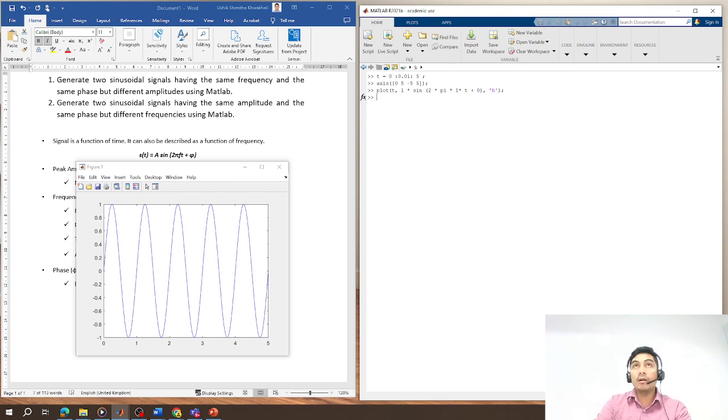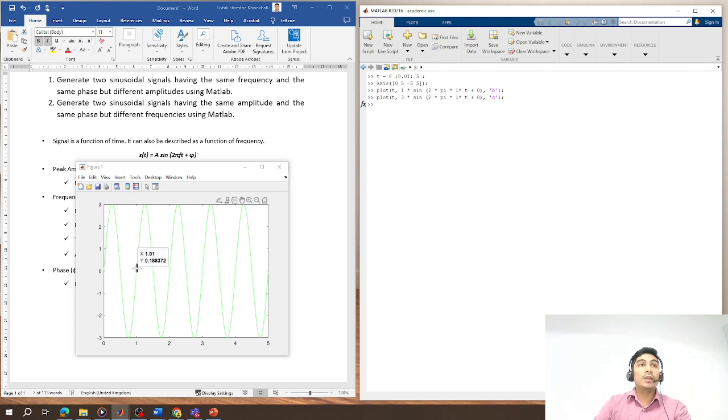We can just press the upper arrow to go to the previously entered functions or commands. When I press the upper arrow, it will take me to the previously used commands. Here we can change the amplitude from 1 to, let's say, 3, and then let's change the color from blue to green. When we press enter, we can see that the signal generated is now in green color and has the amplitude of 3 and frequency 1.